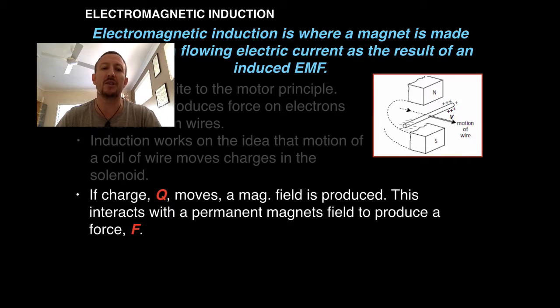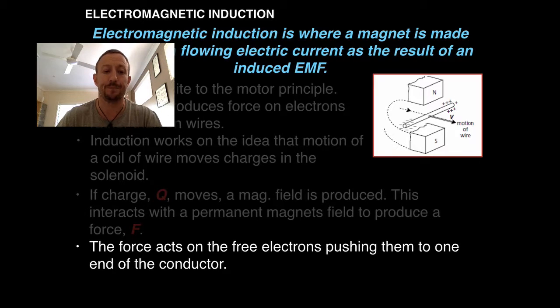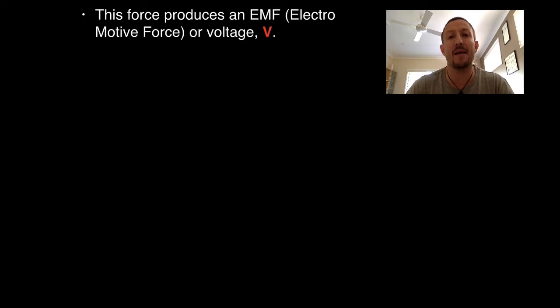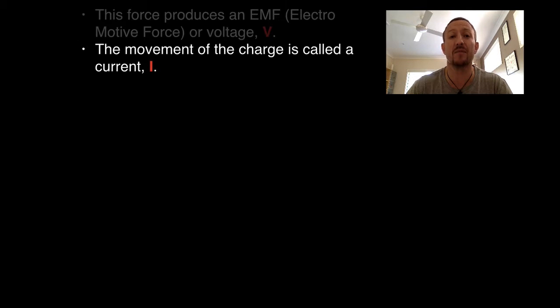So this is basically shown in this bullet point here. If charge Q moves through a magnetic field, if charge Q moves, a magnetic field is produced. This interacts with the permanent magnet's field and as a result produces a force. This is the EMF which is going to be generated on those electrons, pushing them down one end. This force, as I state, can increase or decrease depending on a variety of variables. As I stated, that this EMF or electromotive force is also termed voltage.